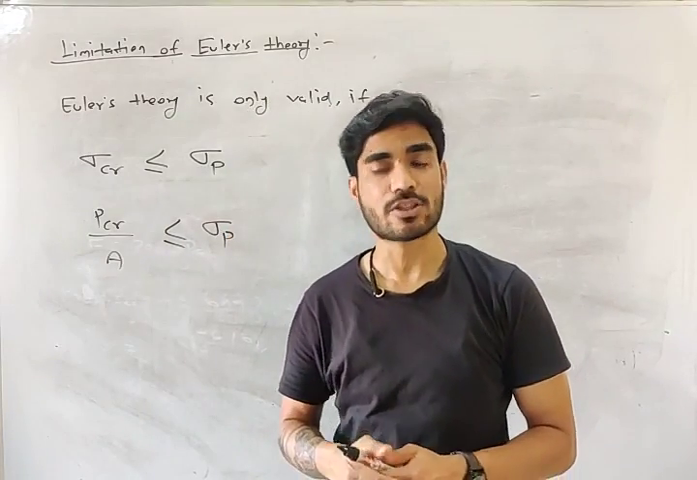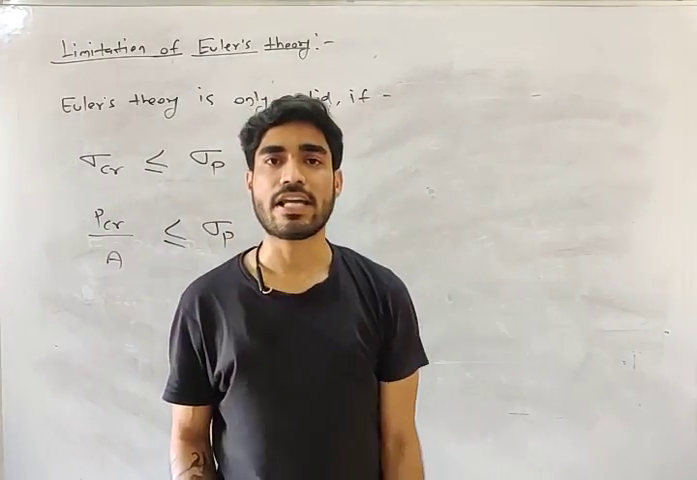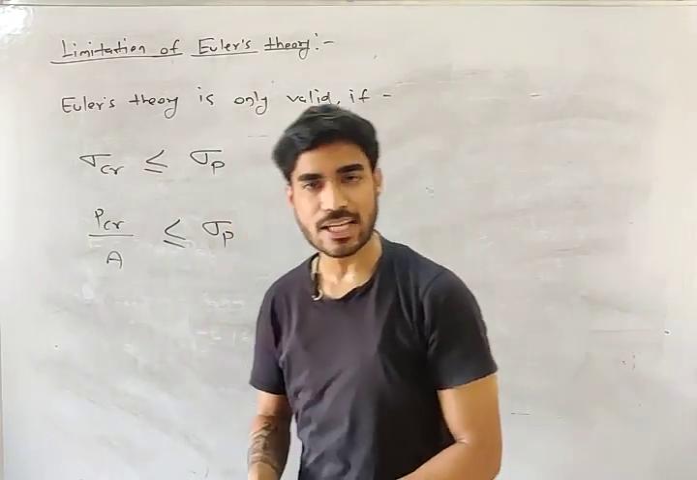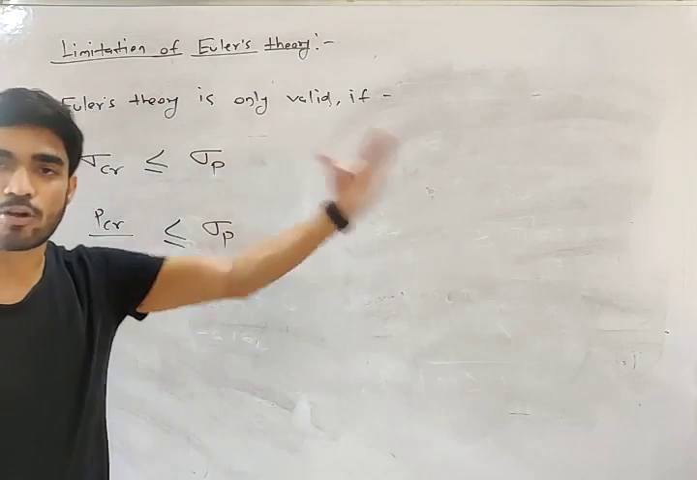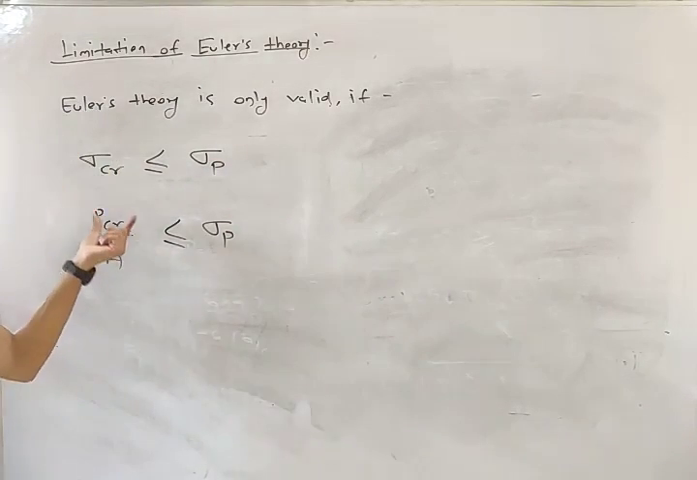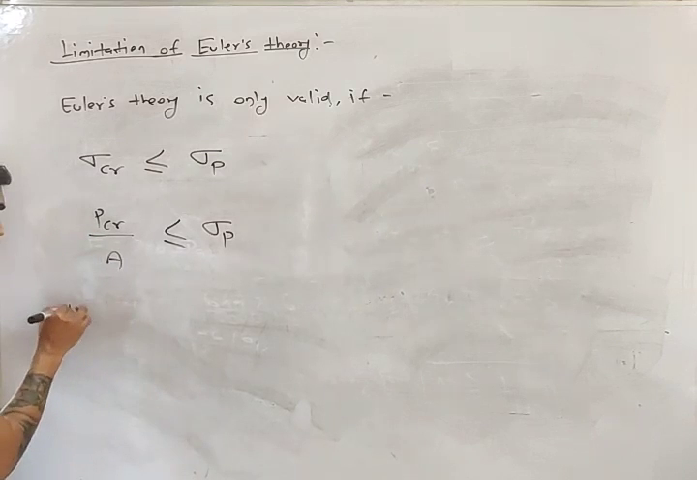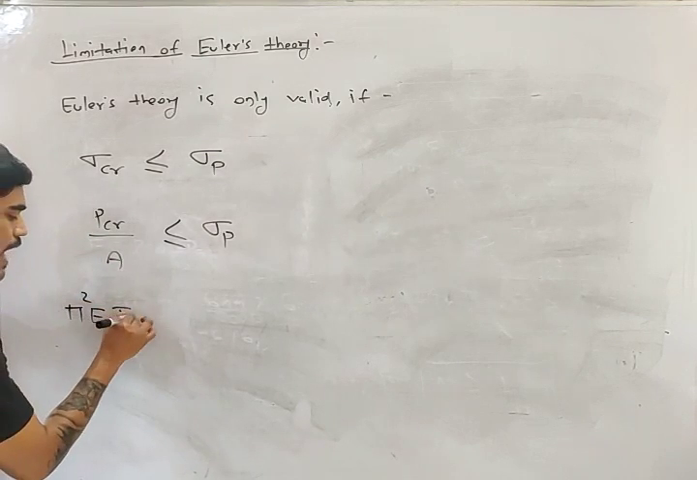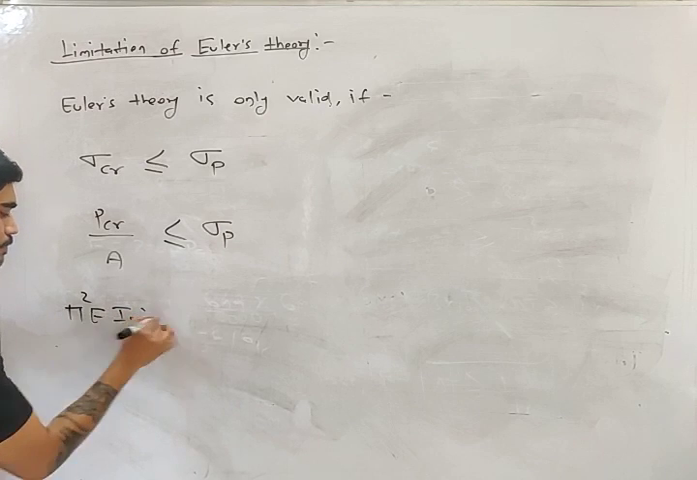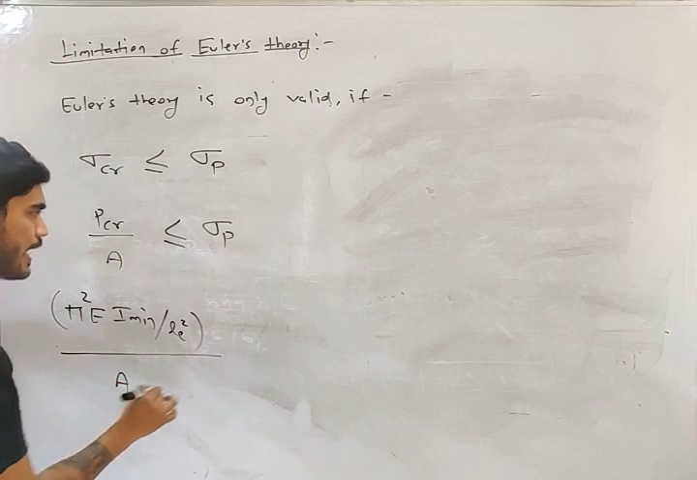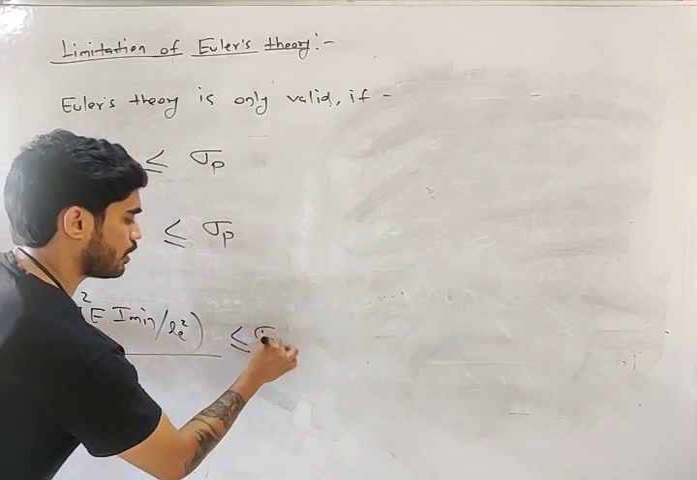In order to derive Euler's theory, Hooke's law is involved, and Hooke's law is only valid up to proportional limit. That's why if you want to use the equation of P critical, then sigma critical should be less than or equal to sigma P. Now put the value of P critical here. What will you get? Pi square E I minimum by L_E square divided by A should be less than or equal to sigma P.